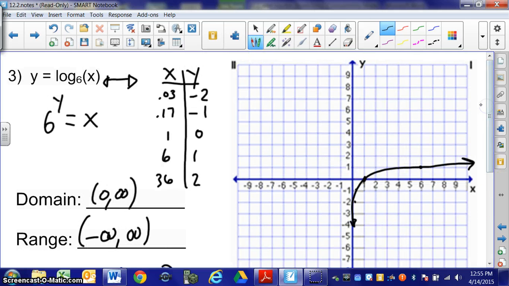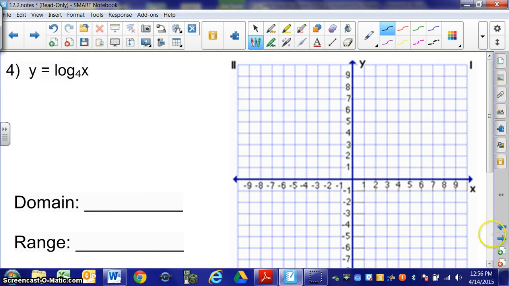So once again, let's recap how we did this. I had y equals log base 6 of x. I know, based on the notes on the previous page, that this is the same thing as this. So if I know this is my equation and I want to graph it, I can make a table of values, but instead of choosing numbers for x to plug in and solve for y, I'm plugging numbers in for y and solving for x. Let's try on the next page.